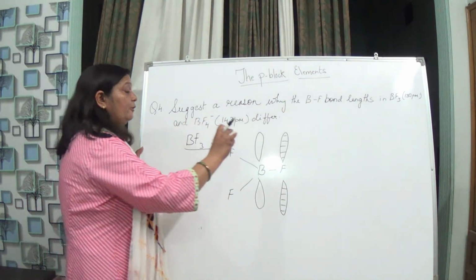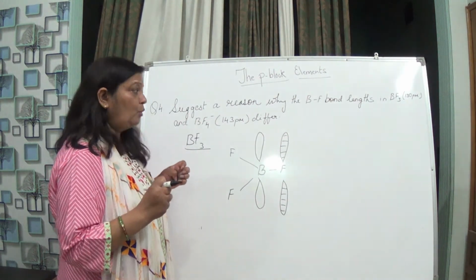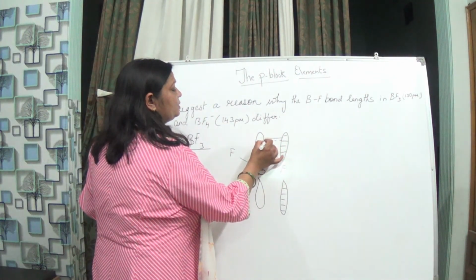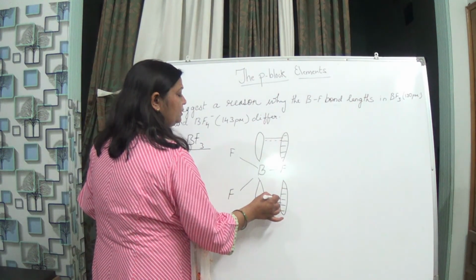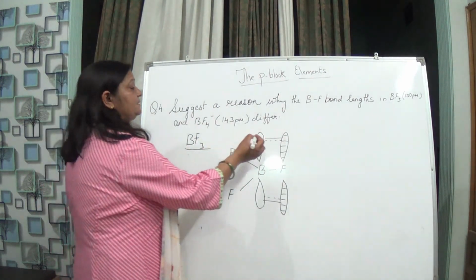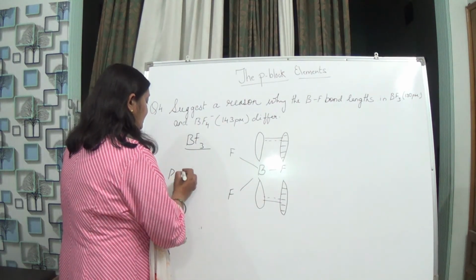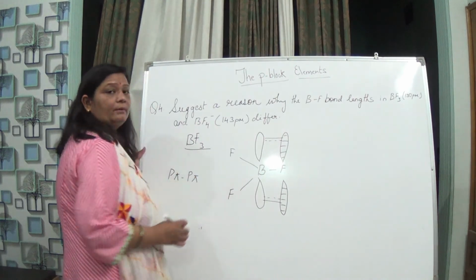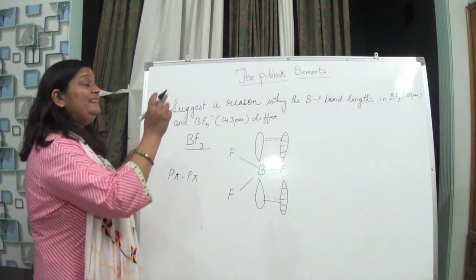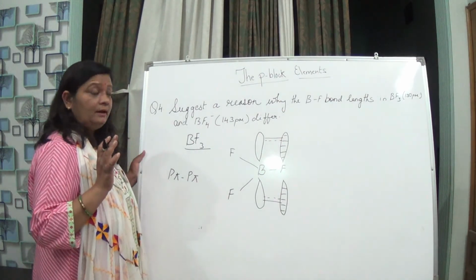How? Because the electrons on fluorine are more and the repulsive forces are more, it tries to donate or transfer the electron to boron, thereby making it a double bond, p pi bonding. And this back bonding leads to this double bond, thereby its bond length is 130 picometer.